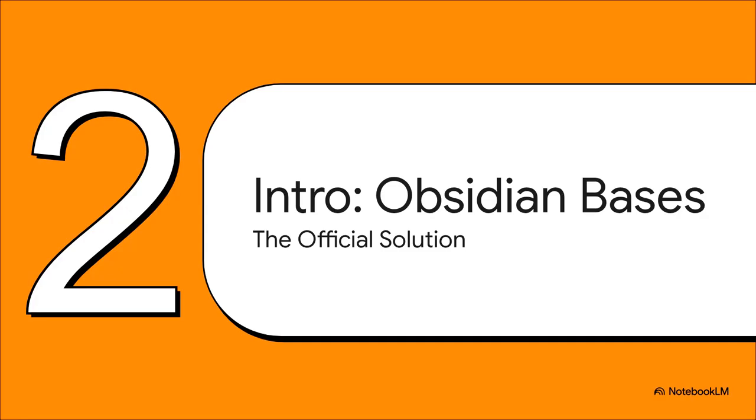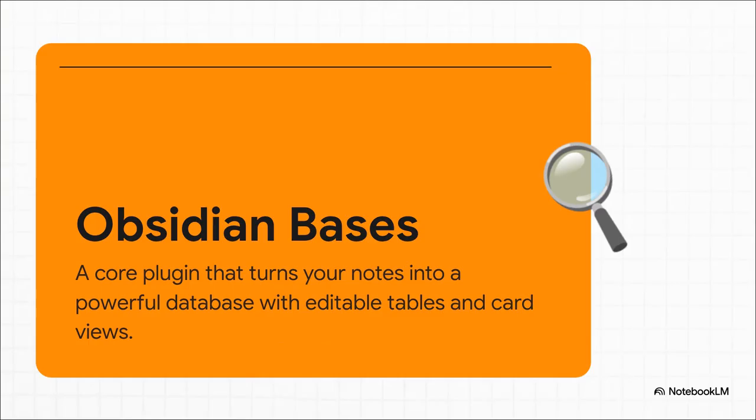Well, thankfully, that search is over. The Obsidian developers themselves have stepped up and delivered the answer everyone was waiting for, a brand new core plugin called Bases. So what is it exactly? Well, think of Bases as a built-in feature that lets you treat a folder of notes like a real database. You can see everything in clean tables or on visual cards. You can sort, filter, and edit stuff all at once.